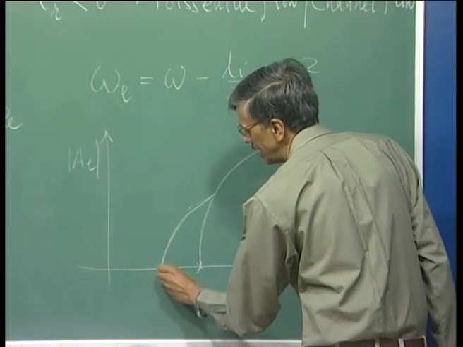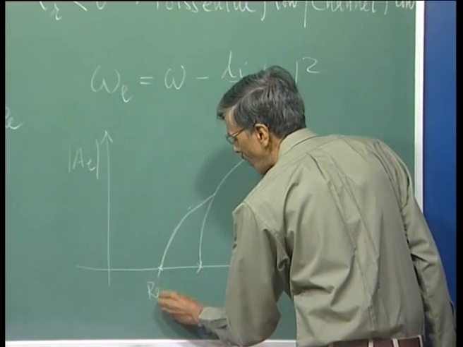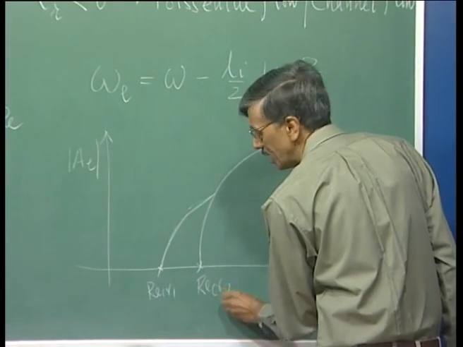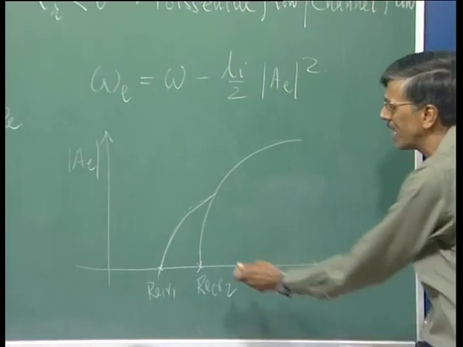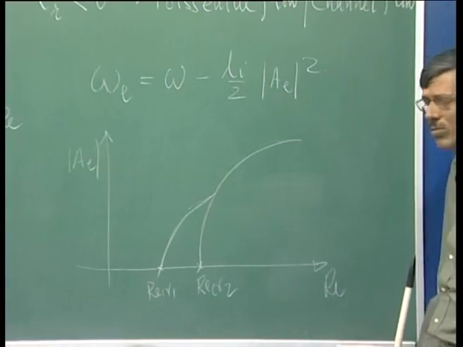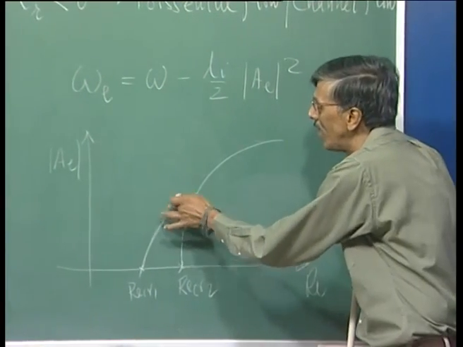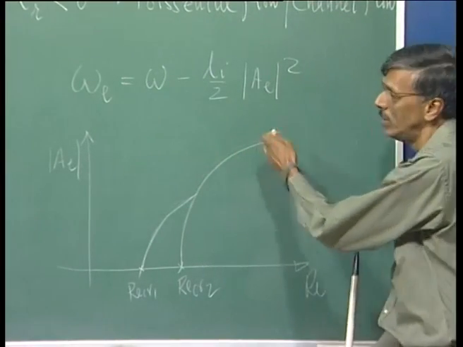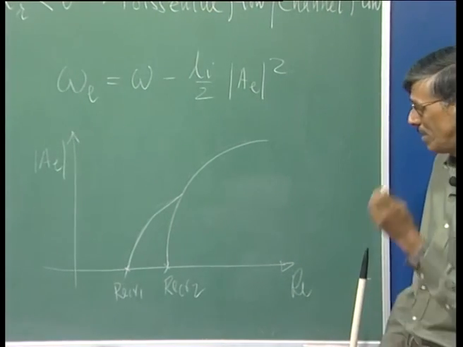This kind of scenario, where you may have a bifurcation at Re critical 1 and again a virtual bifurcation at Re critical 2, is what you actually see in experiments. That is what was shown in Strijkowski's thesis experimentally.